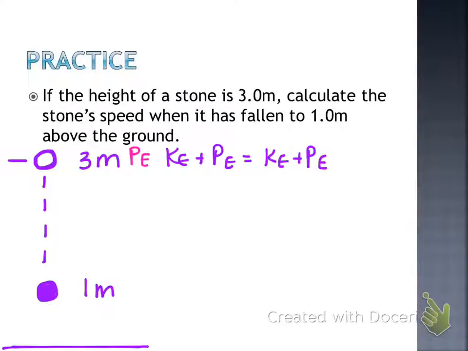Okay, as it reaches 1 meter, what does it have? It has both, right? Potential and kinetic. If it had reached the ground all the way to the bottom, it would have all kinetic, but that's not the case, right? It didn't fall all the way to the ground. It fell to 1 meter above the ground.